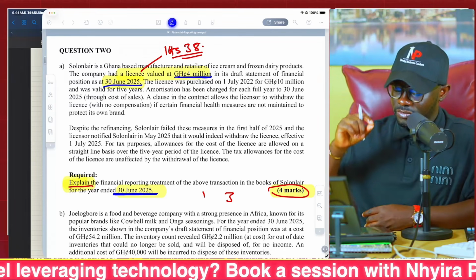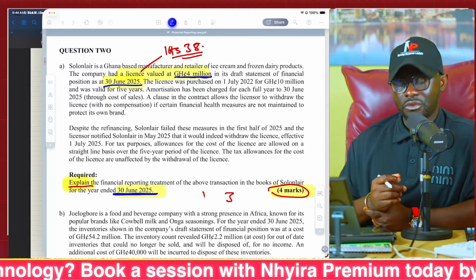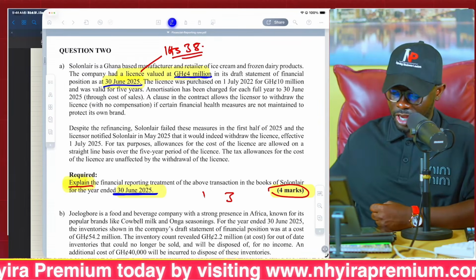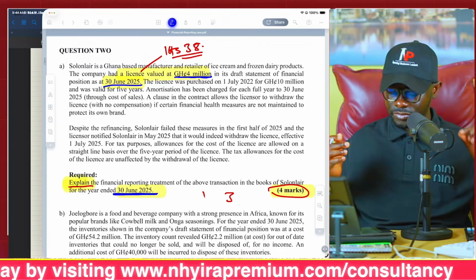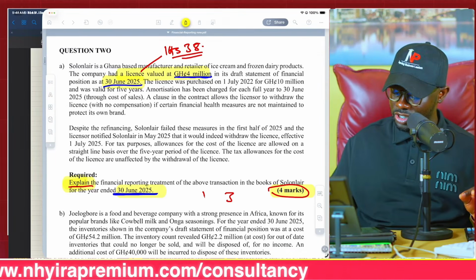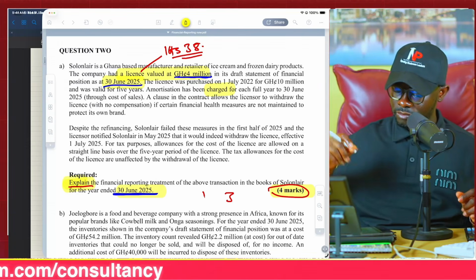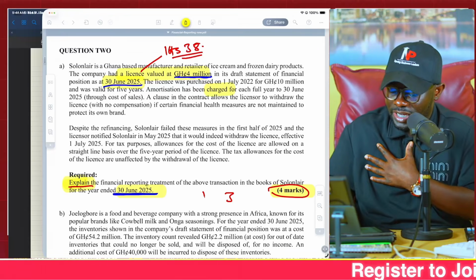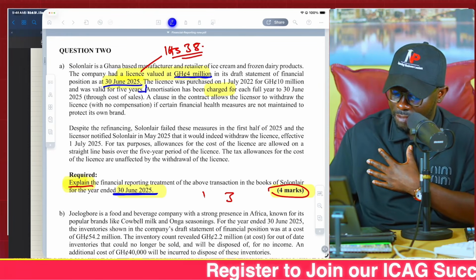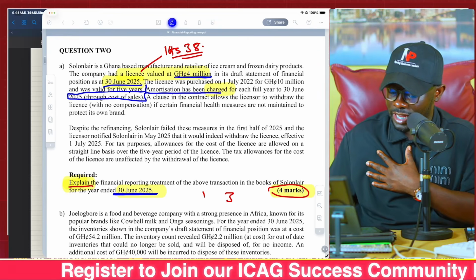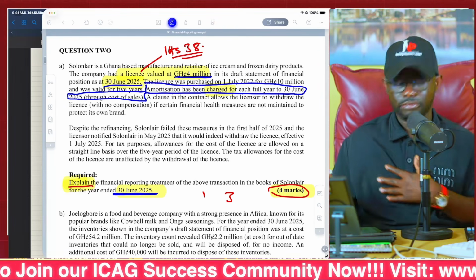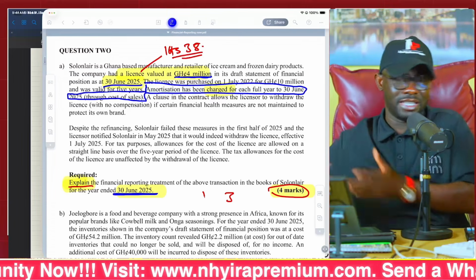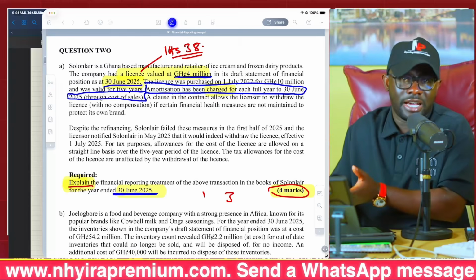Let's proceed. The license was purchased on 1st July 2022 for 10 million Ghana cedis and was valid for 5 years. All right. Amortization has been charged for each of the full year to 30th June 2025 through cost of sales. The examiner didn't have to tell us that, right? That particular sentence there, he didn't have to tell us that, but he was gracious to do it. Okay, because once you are given the carrying amount at the end of the year, you should know that amortization has been charged already. If not, we wouldn't have had the carrying amount at the end of the year.